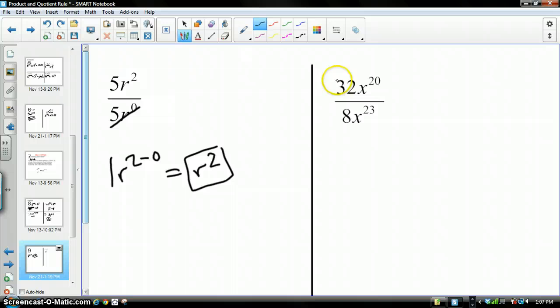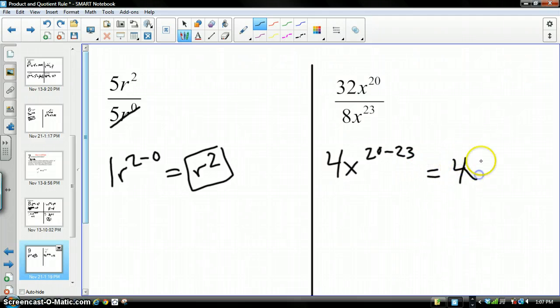And for this one here, we have coefficients once again. So 32 over 8 simplifies to 4. Then we're left with x to the 20 minus 23. So this equals 4x to the negative 3, and remember we don't like negative exponents. And we get 4 over x cubed. Remember, you only take the variable and its exponent. Do not take the coefficient.